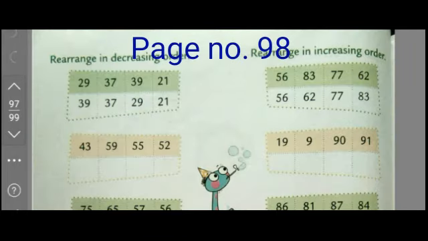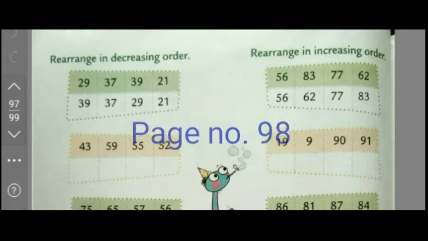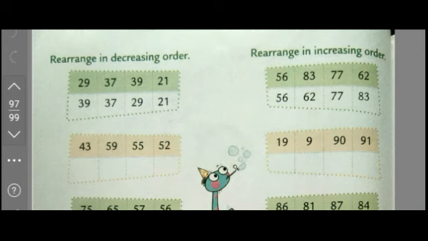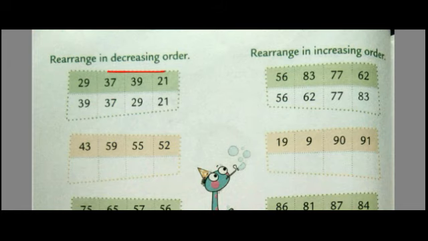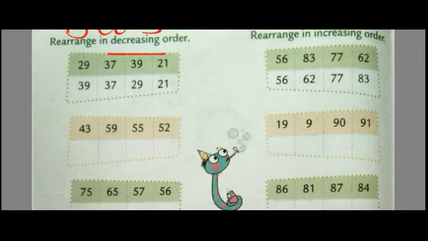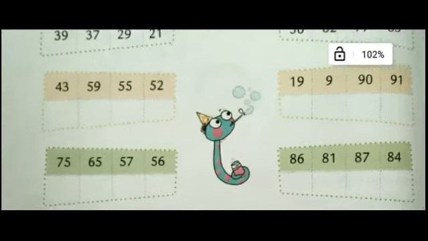Increasing and decreasing order. We have already started increasing and decreasing order also. What is the meaning of decreasing order? Decreasing means from big to small. We need to arrange the numbers from big to small. And what is the meaning of increasing? It means from small to big. So first we will start with decreasing order, which means from big to small. Okay, the first one is already done. We will do the second one.